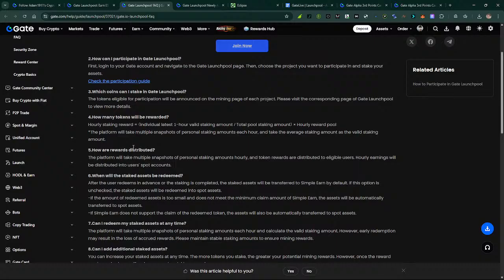Okay, so let's move on to the next question. Before that, we have a nota bene. The platform will take multiple snapshots of personal staking amounts each hour and take the average staking amount as the valid staking amount. Remember that?